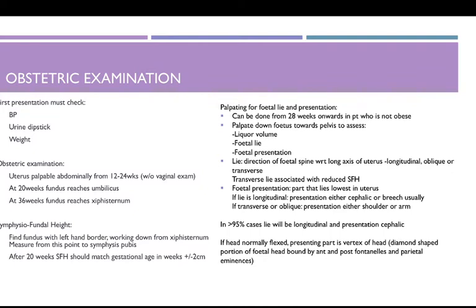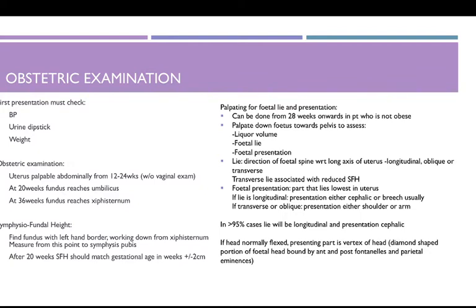It is usually palpable abdominally, so without a vaginal examination. Obviously, when you're doing a vaginal examination, you can bimanually palpate the uterus, but you can palpate the uterus just abdominally from about 12 to 24 weeks. At 20 weeks, the fundus usually reaches the umbilicus, and at 36 weeks, it reaches the xiphisternum.